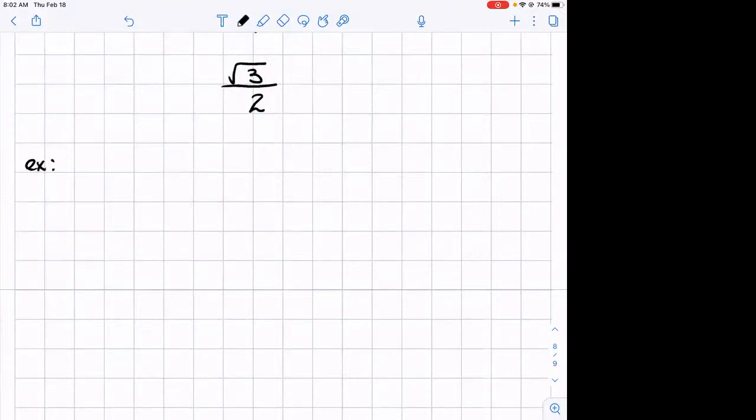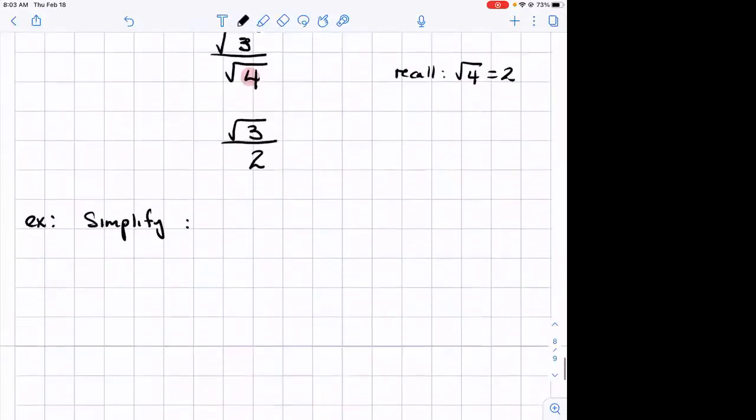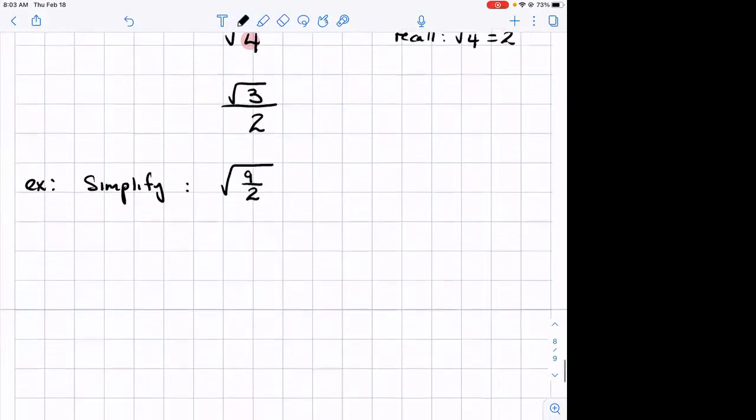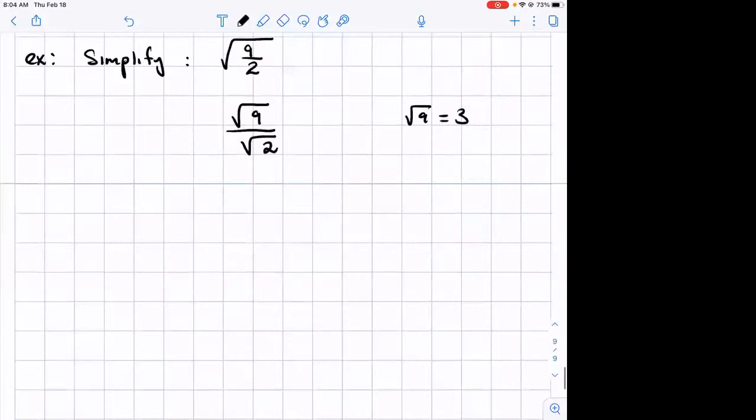Example, simplify the square root of 9 halves. So we can rewrite this as the square root of 9 over the square root of 2. And the square root of 9 is equal to 3. So this becomes 3 over the square root of 2.